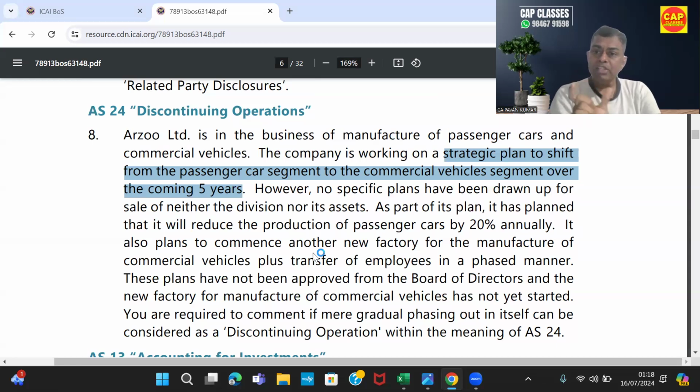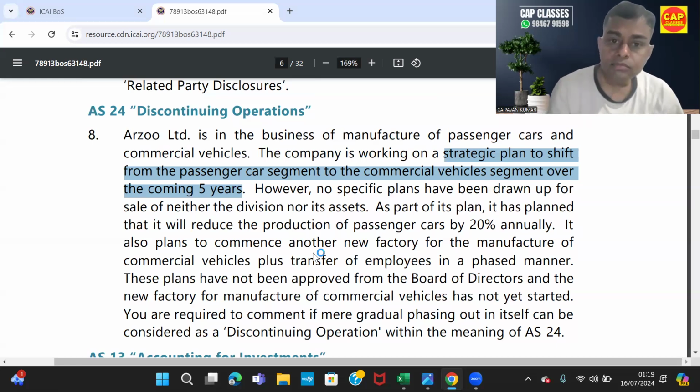Now, students miss this phrase. The company is working on. They miss this phrase and they will focus on strategic plan to shift from passenger car segment to commercial. Oh my God. So they are discontinuing the passenger car segment.